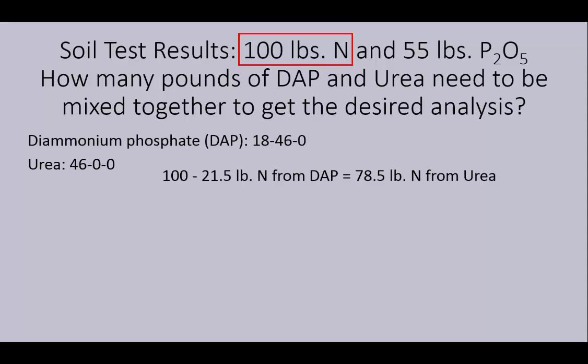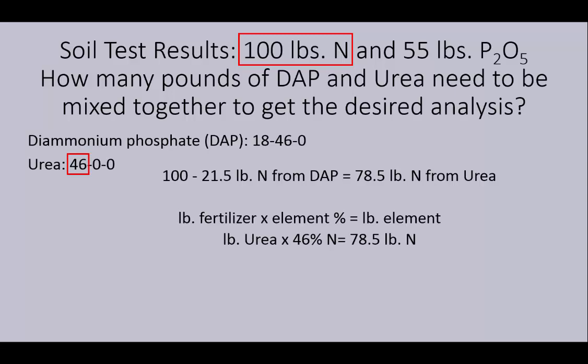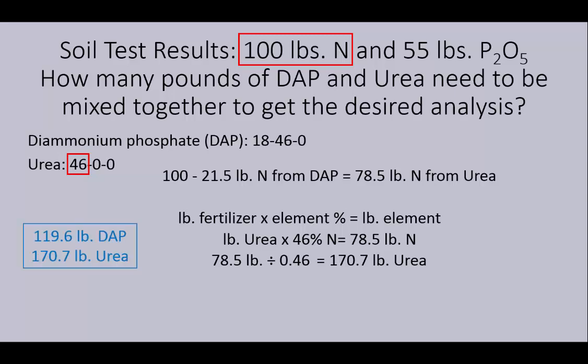We will approach this problem using the same equation as before. Let's plug in our numbers. Urea is 46% nitrogen, and we need 78.5 pounds of nitrogen total. So 78.5 pounds divided by 0.46, or 46%, gives us a total of 170.7 pounds of urea that we will be applying. So in total, we will be applying 119.6 pounds of DAP and 170.7 pounds of urea.